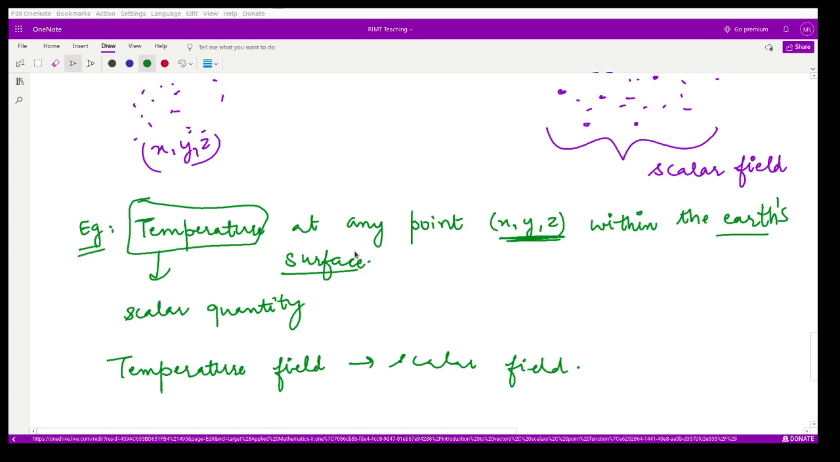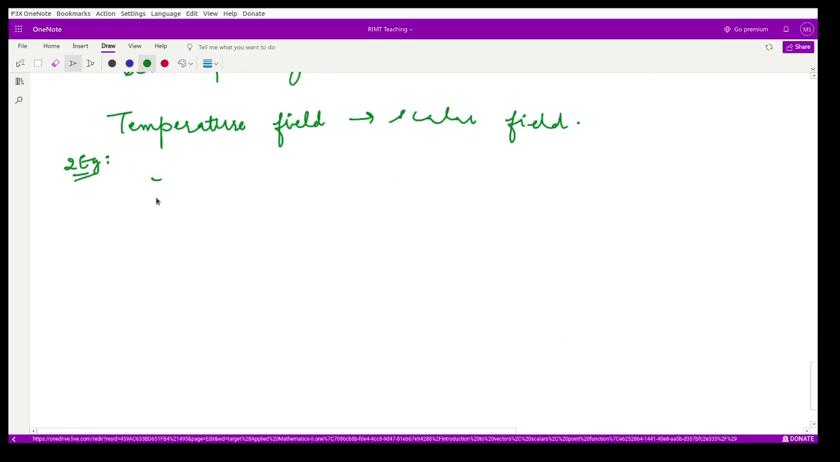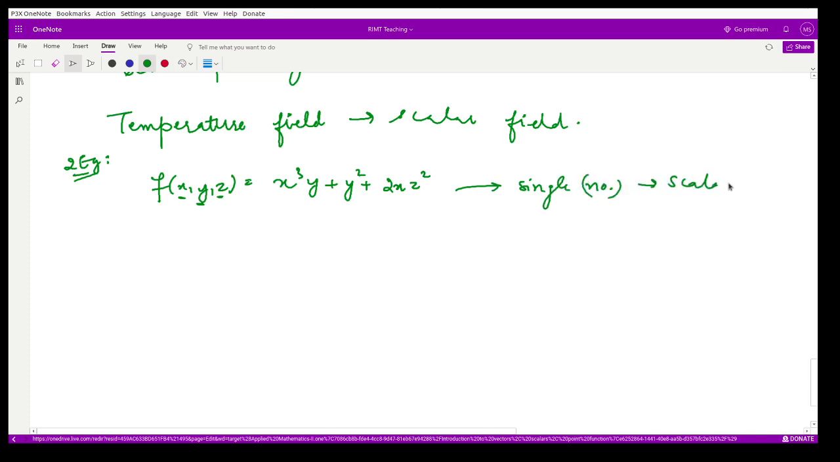Another example here would be, so this is say example 1. Second example, let me define in terms of function. The function f of x, y, z defined like x cube y plus y square plus 2xz square. This is a scalar point function because whenever you input the values of x, y, z, you will get a single number here. And all the numbers, they are scalars. So therefore, this is the example of scalar point function.